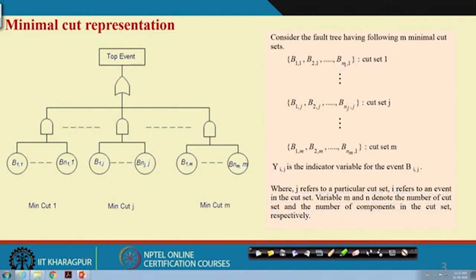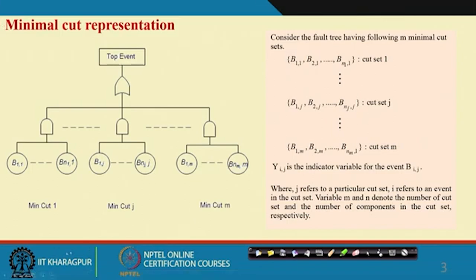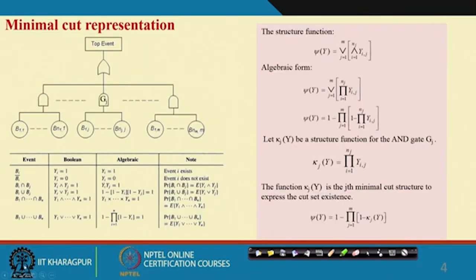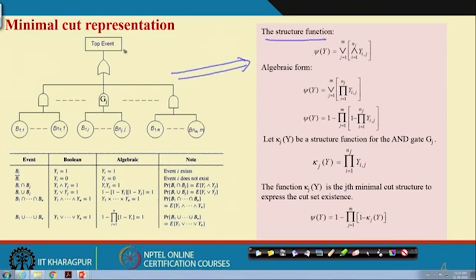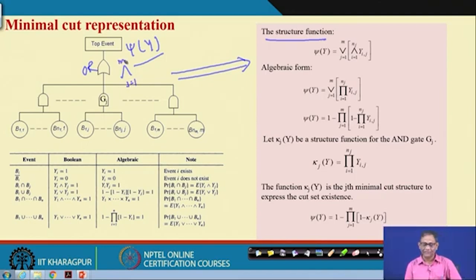Now we have the fault tree with minimal cut sets and we have defined the notations. So, now we want to see what the structure function will be for this fault tree. The structure function for the top event, we write as psi y. And it is an OR gate, so we will be using this symbol. How many inputs are there? There are m inputs, so j equal to 1 to m.